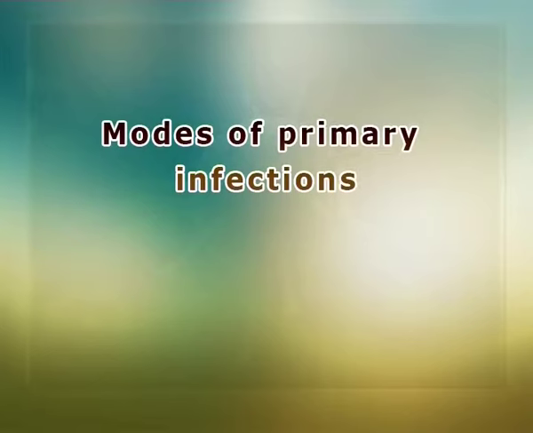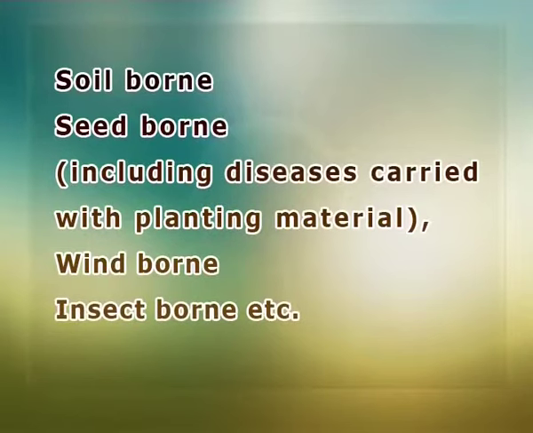Control measures in the former type therefore need to be directed to avoid primary infection and also to check the secondary spread. Let us now look at the modes of primary infection. According to the mode of primary infection, plant diseases can be classified as soil-borne, seed-borne, including diseases carried with planting material, wind-borne, insect-borne, etc. This knowledge is essential in adopting suitable control measures.